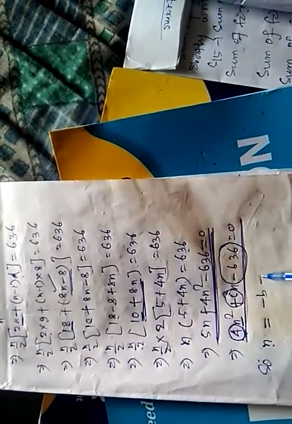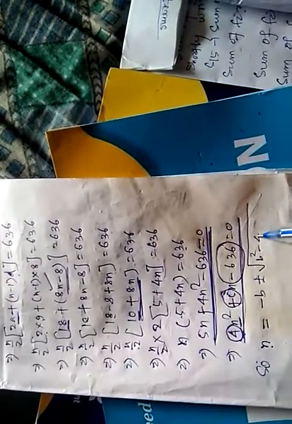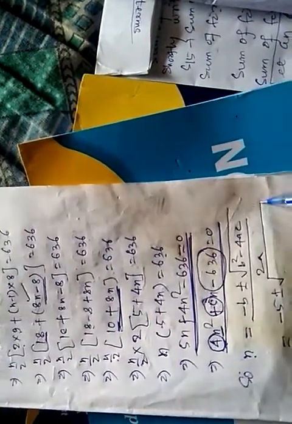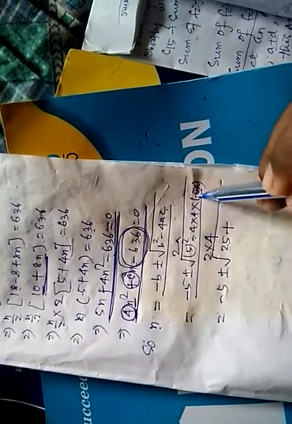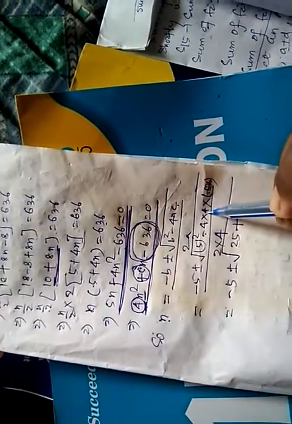So the formula is minus b plus minus square root of b square minus 4ac by 2a. So that is equal to minus b, that is minus 5, plus minus square root of 5 square minus 4 into a, which is 4, into c, which is minus 636, by 2 into a, that means 2 into 4. So that is equal to minus 5 plus minus square root of 25 plus 4 into 4, that is 16.